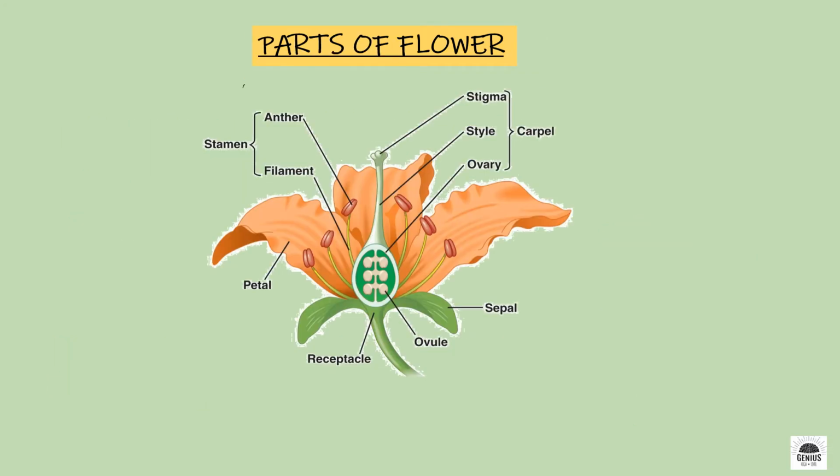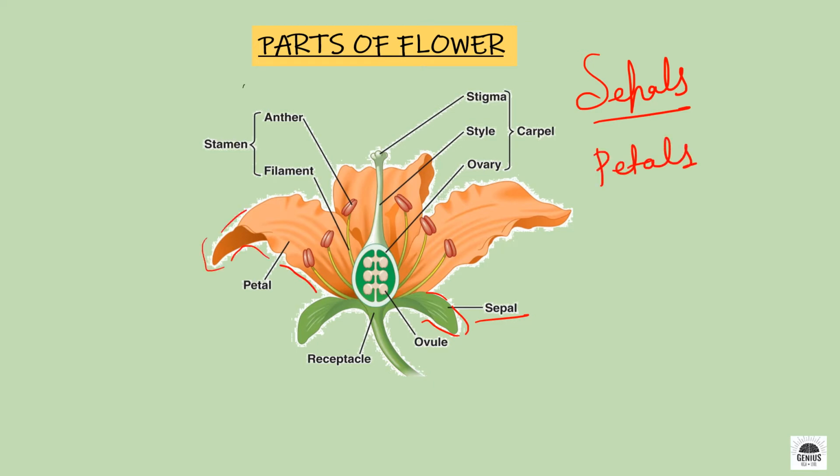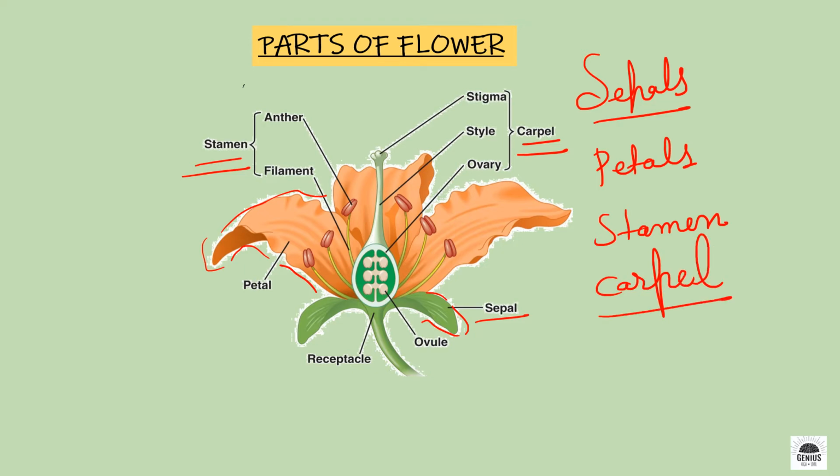The main parts of a flower are sepals. This green leaf-like structure is called sepal. Then petals. These all are the petals of a flower. The male reproductive organ of a flower is called stamen, and the female reproductive organ of a flower is called carpel. Now let's study them in detail.